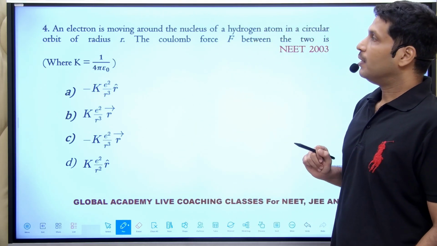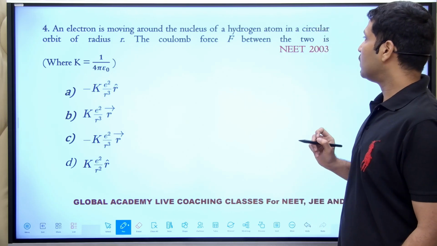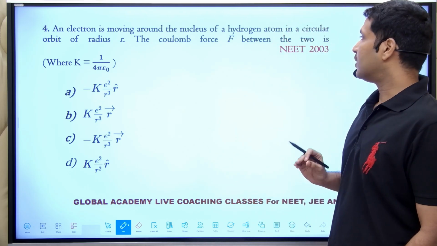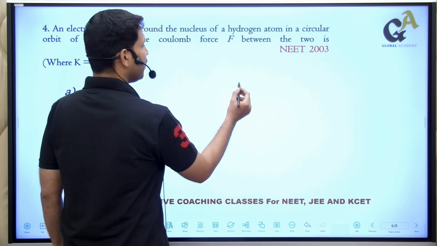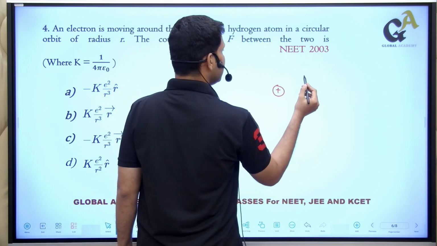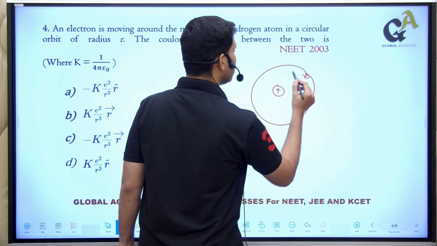Here is one more question. An electron is moving around the nucleus of a hydrogen atom in a circular orbit of radius r. The Coulomb force F between the two is, what they have given here. So a hydrogen atom has one proton and one electron which is revolving around the nucleus, right?